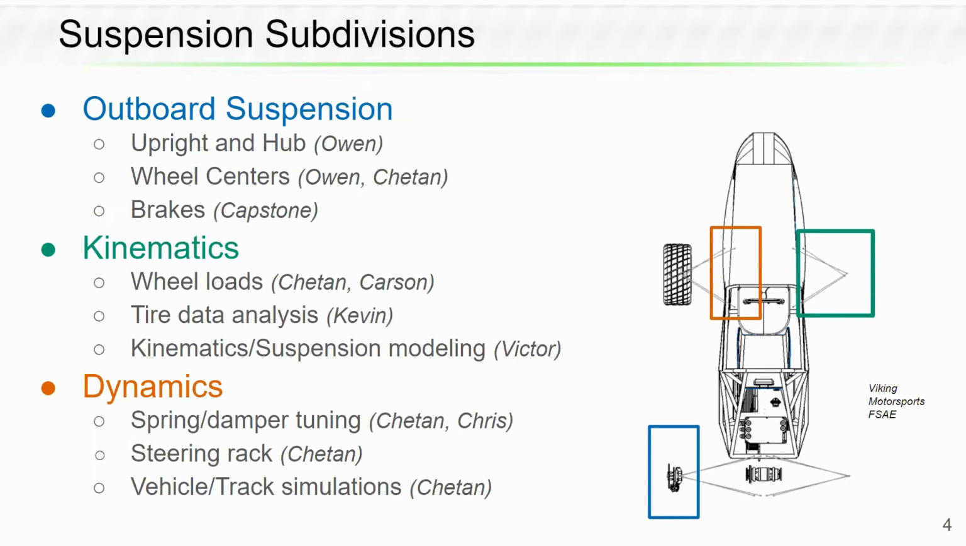Then we divided suspension into three subdivisions: outboard suspension, responsible for uprights and hubs, wheel centers, and brakes; kinematics, responsible for wheel loads, tire data analysis, and a kinematics and suspension modeler. And then we have dynamics, responsible for spring and damper tuning, steering rack, and a vehicle and track simulation.